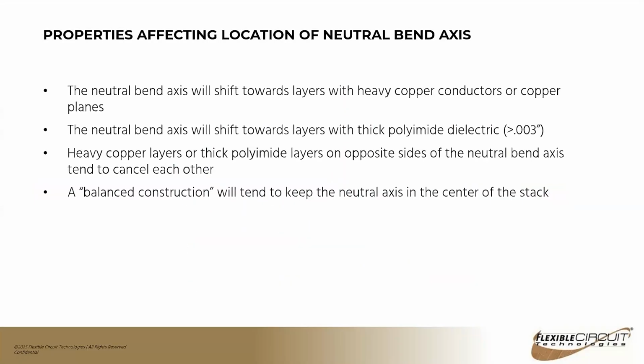So, different properties that affect the location of a neutral bend axis. The bend axis will shift towards layers with heavy copper conductors, copper planes. It will shift towards layers with thicker polyimides, thicker coverlays, thicker bond plies in the construction. Heavy copper layers or thick polyimide layers on opposite sides of the neutral bend axis tend to cancel each other out. That statement speaks more to symmetry in the construction, as a balanced construction will tend to keep the neutral axis in the center of the stack.